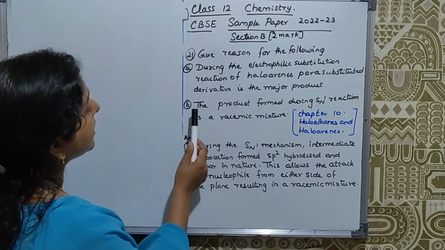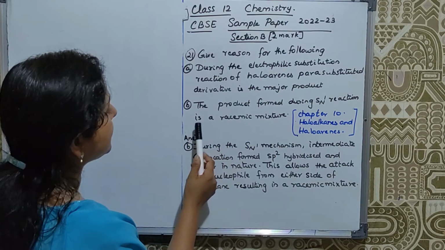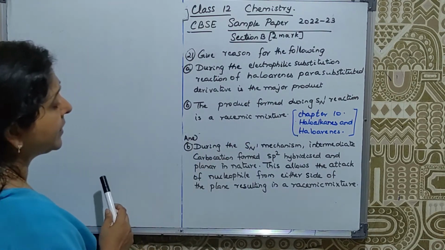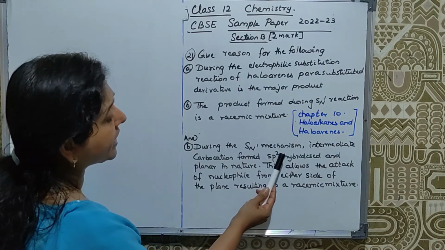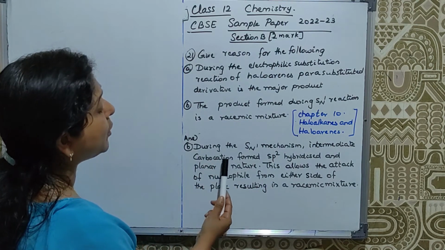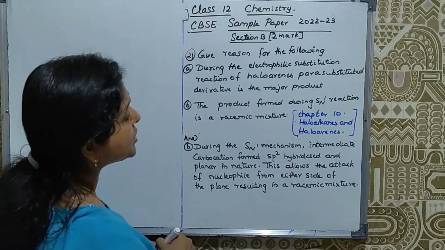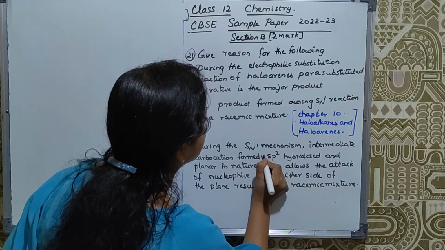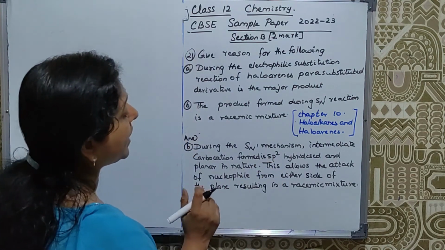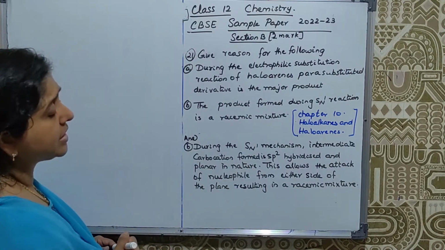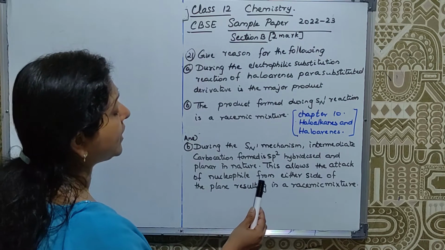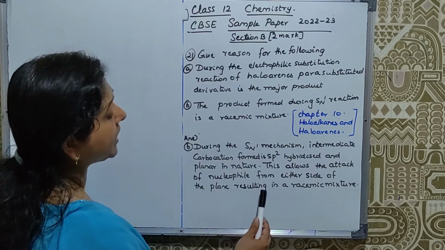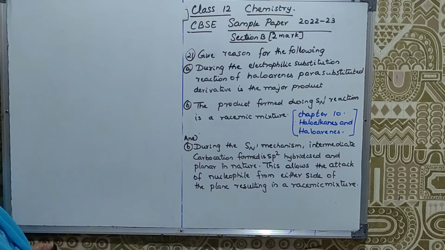Now the B part. The product formed during SN1 reaction is a racemic mixture. The main answer is: during the SN1 mechanism, the intermediate carbocation formed is sp2 hybridized and planar in nature. This allows the attack of the nucleophile from either side of the plane, resulting in a racemic mixture.